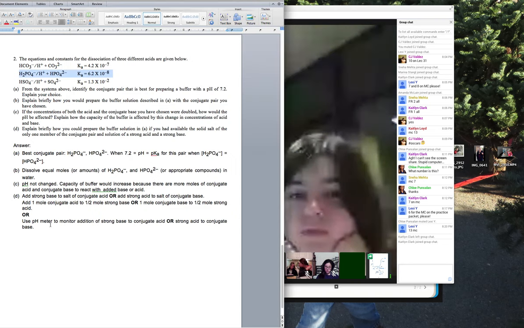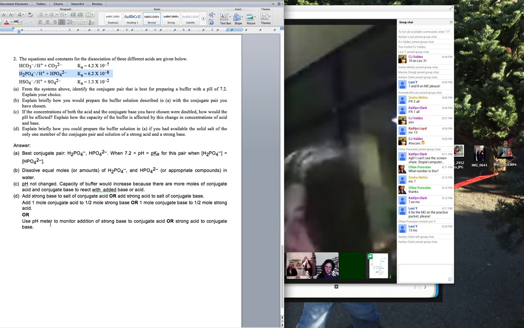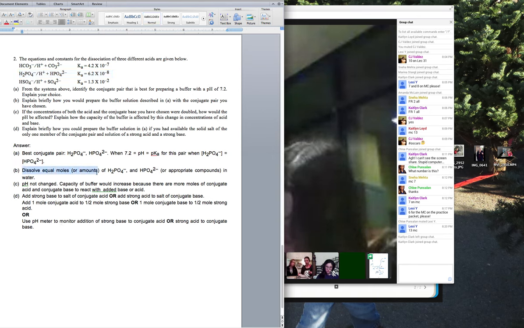Dissolve equal moles or amounts. Let's see, I'm sorry. Explain briefly how you would prepare the buffer solution described in A with the conjugate pair you have chosen. Well, that makes sense. You would dissolve equal amounts of each of them because you want your pH to be equal to your pKa.